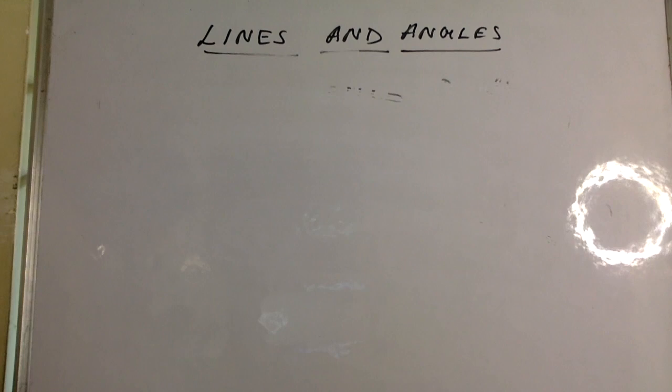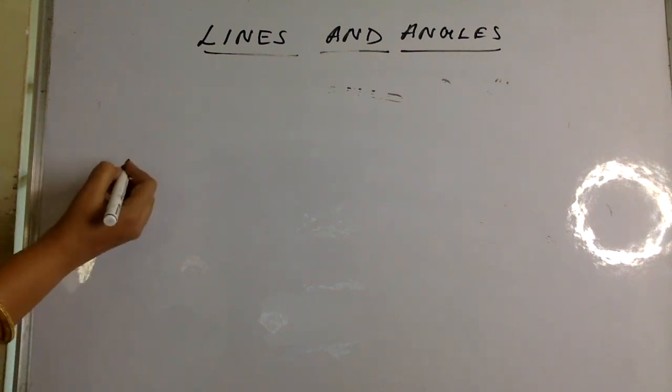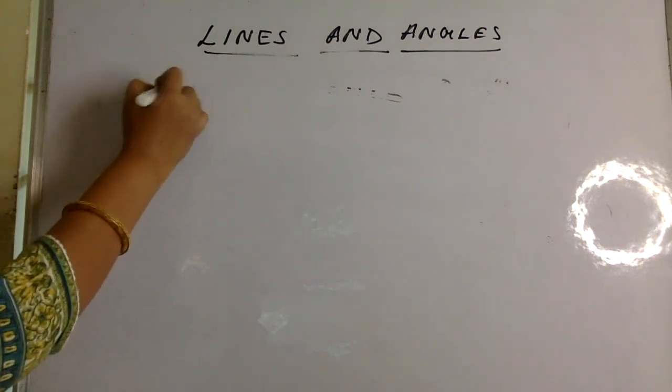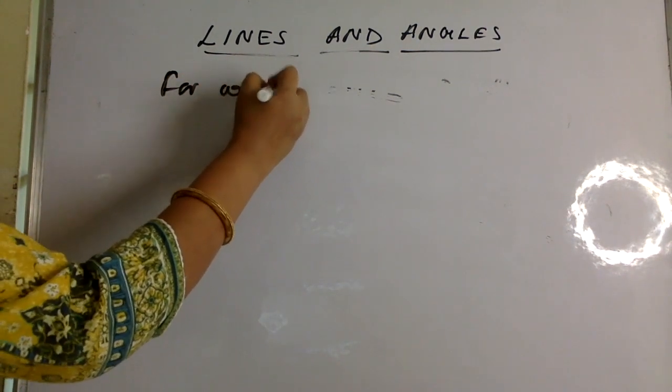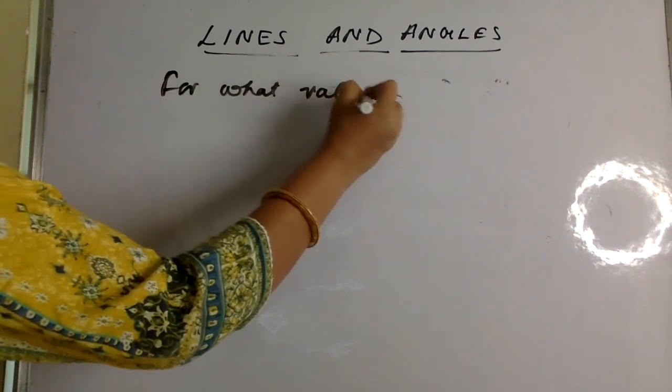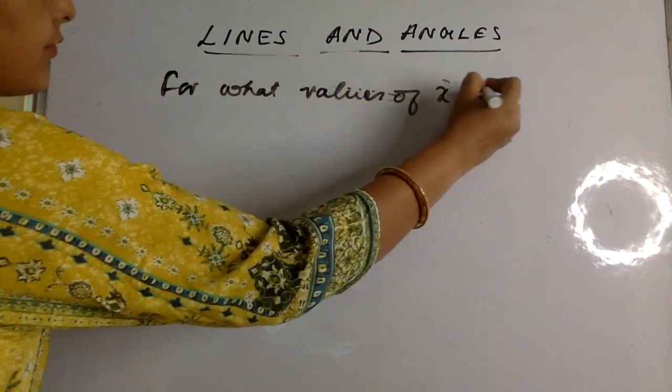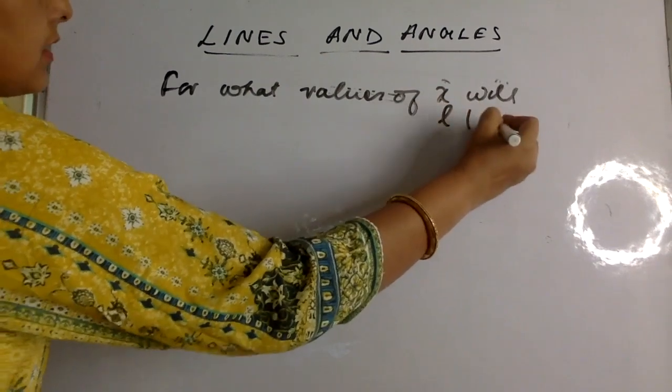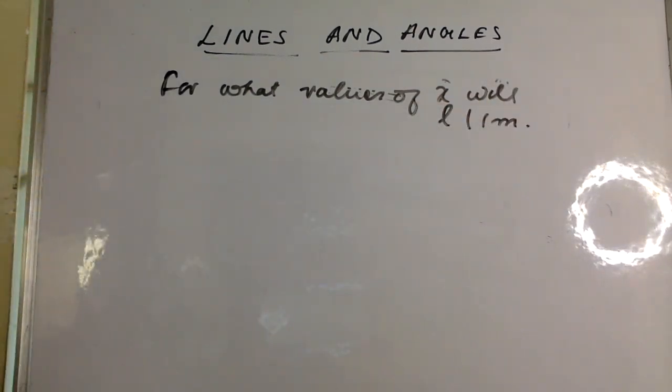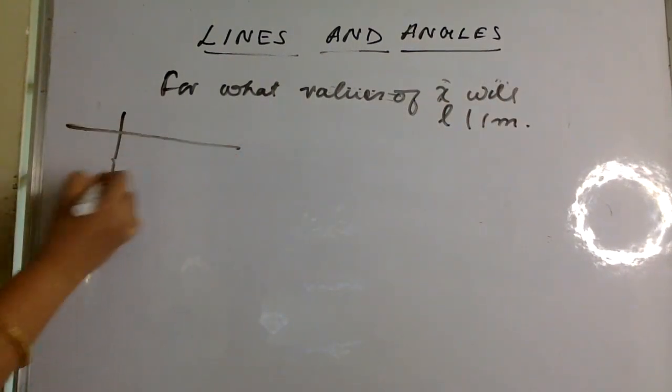Our next sum is: for what values of x will line L be parallel to line M? The diagram goes like this.